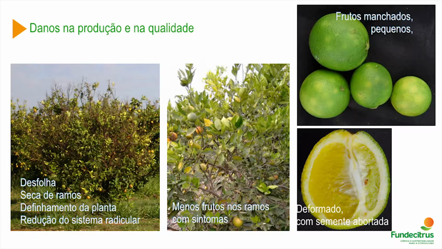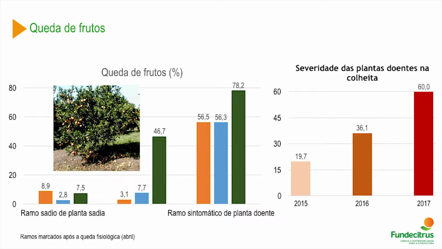So let's now change a little bit. We heard about damage caused by HLB to the plants, and it also translates into symptoms that we see in the plant: defoliation, declining of the plant, reduction of the root system and all. And then we have fewer fruit, and fruit is stained, of a lower size, smaller size, and also we have fruit drop.